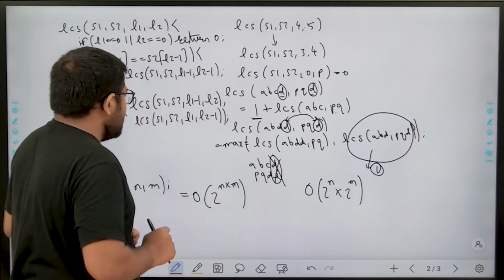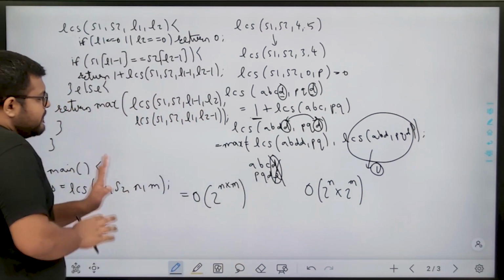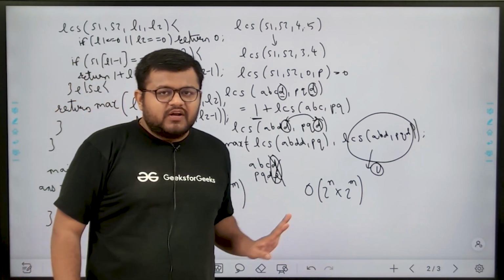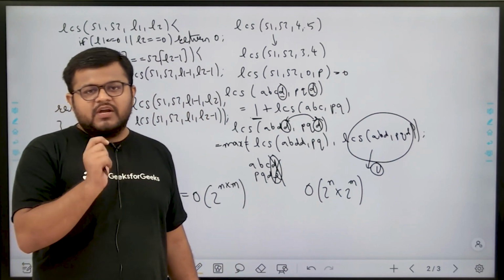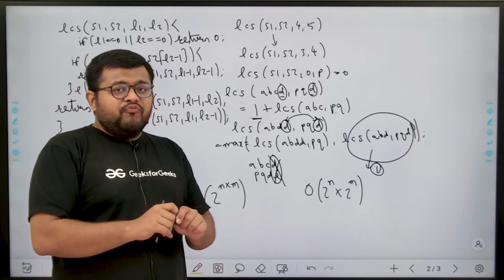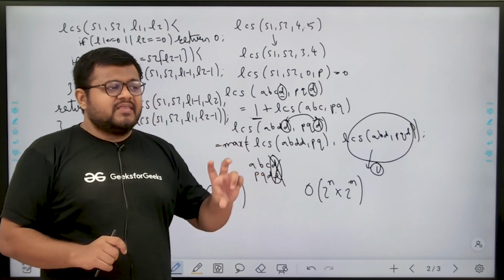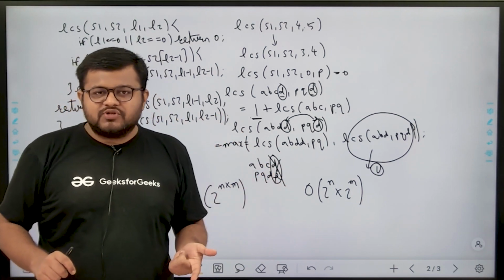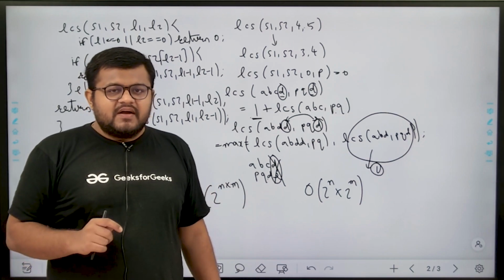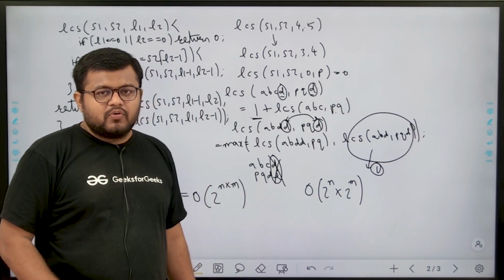Now, here the time complexity is exponential. We want to convert it into polynomial, right? Expected time complexity was also length of string 1 into length of string 2. If we can somehow tell that this problem satisfies overlapping subproblems property and optimal substructure property, can we say that this can be solved using dynamic programming?